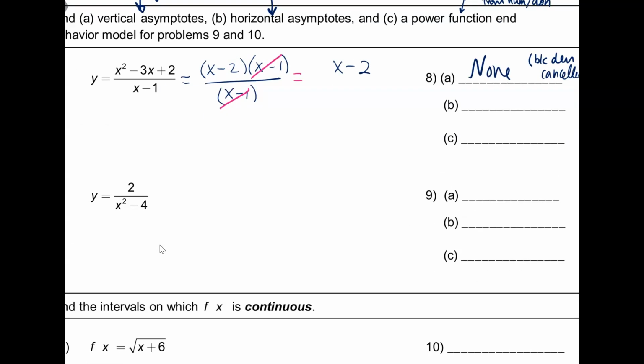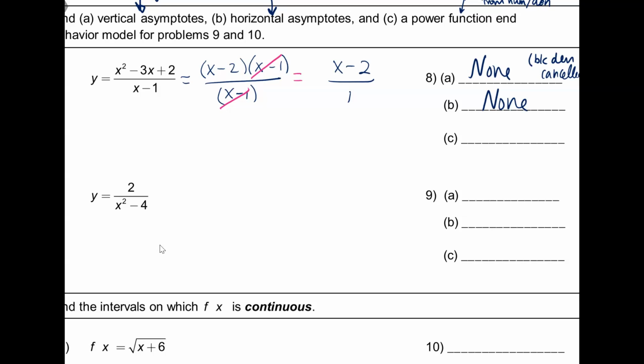No. So remember, for horizontal asymptotes, we compare the degrees. So right now, x minus 2 is the same thing as x minus 2 over 1. What's the degree of x on the bottom? 0. Degree of x on top? 1. Since the degree on top is higher, there is no horizontal asymptote.